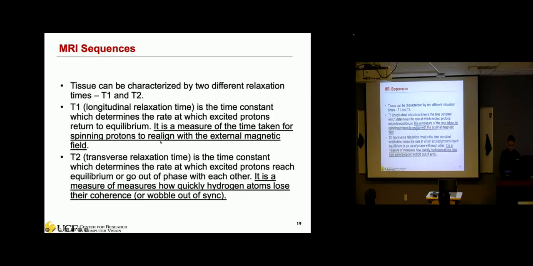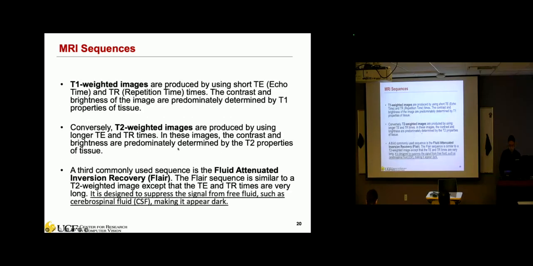As we mentioned, T1 is basically the time when the protons realign with the magnetic field, okay? And T2 is how quickly these protons lose their coherence. Based on these properties, we can generate T1 weighted or T2 weighted images. There's also a common sequence called FLAIR, fluid attenuated inversion recovery. This is more like a T2 weighted sequence.